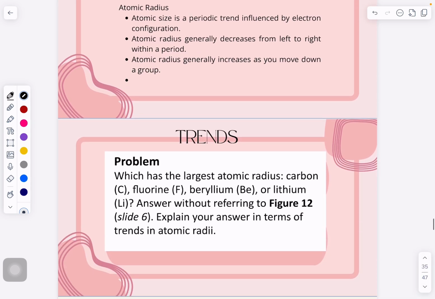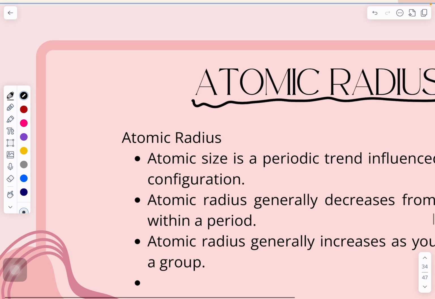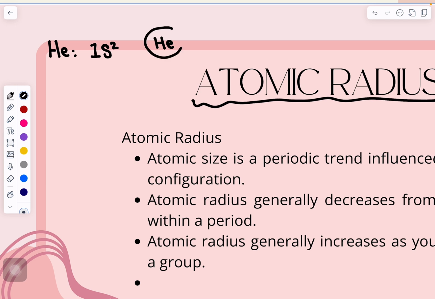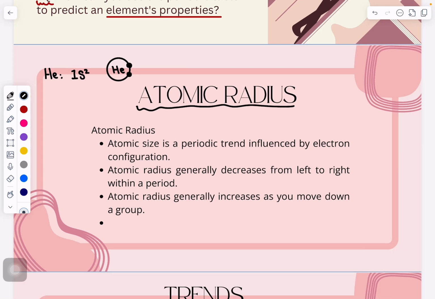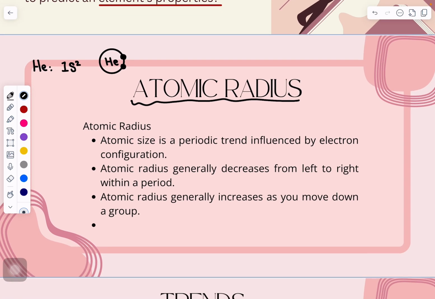For example, if you have something like helium, helium has a very small electron configuration. Its electron configuration is 1s2. And so naturally, helium is going to be pretty small with 2 little electrons. However, if I'm going to compare helium to something like francium, francium is going to be huge because francium has a large electron configuration.